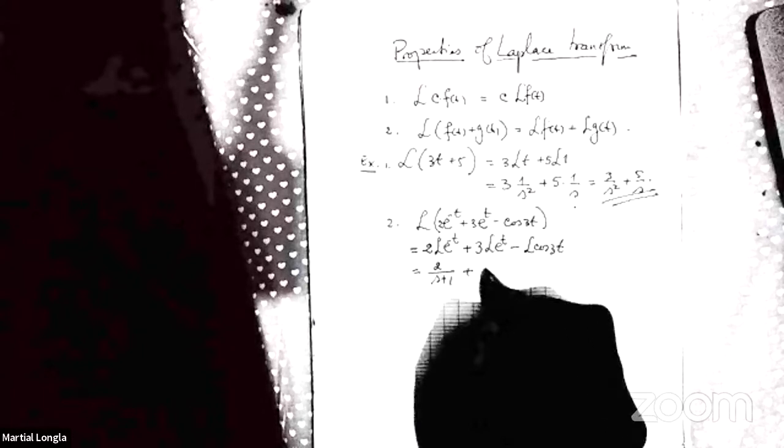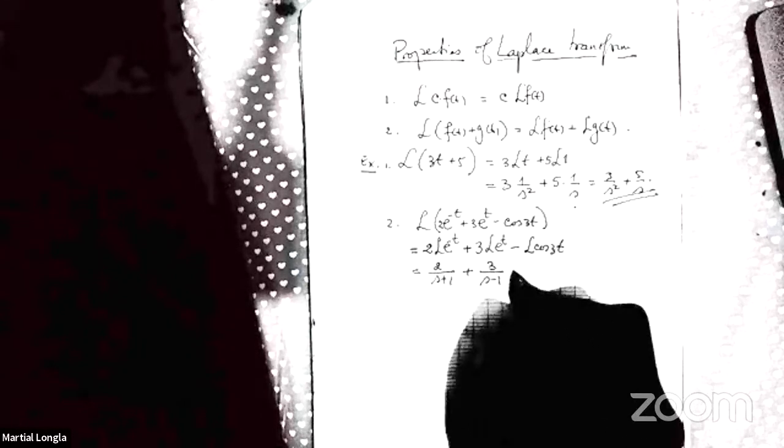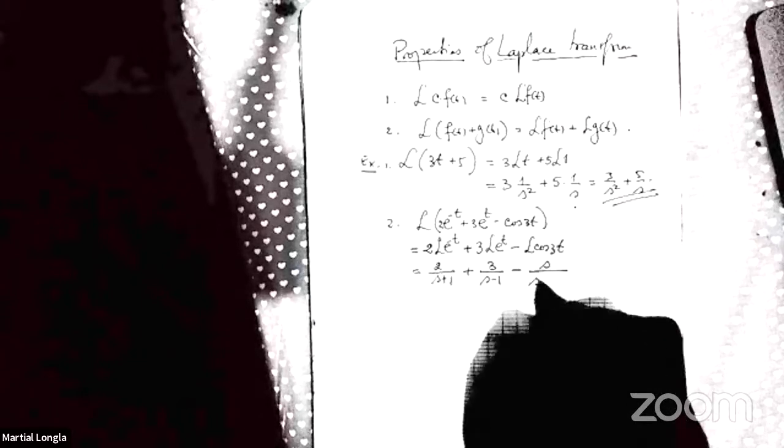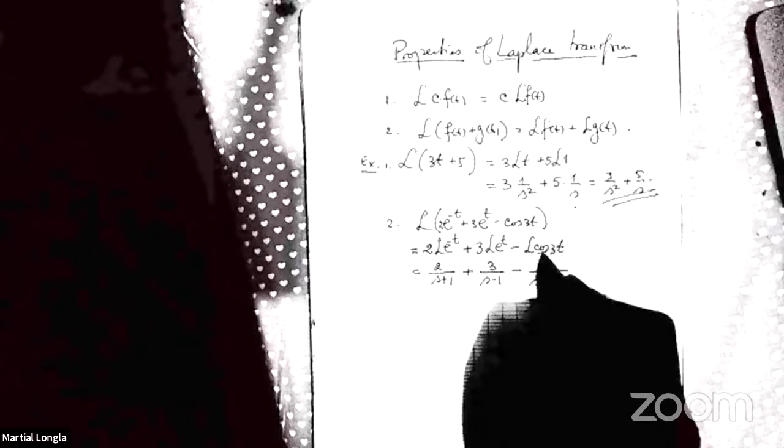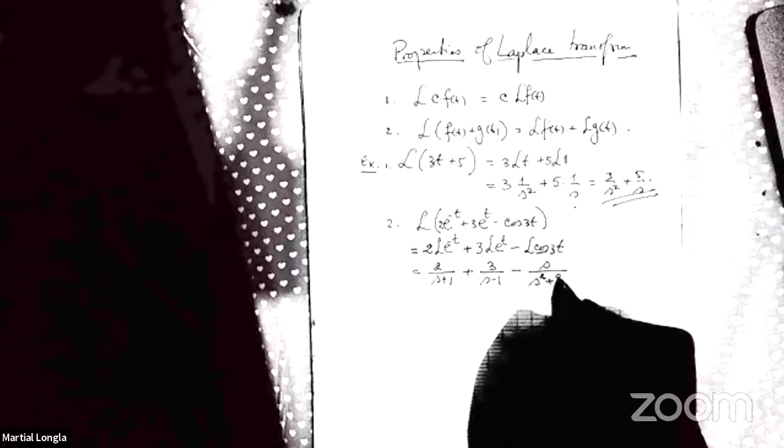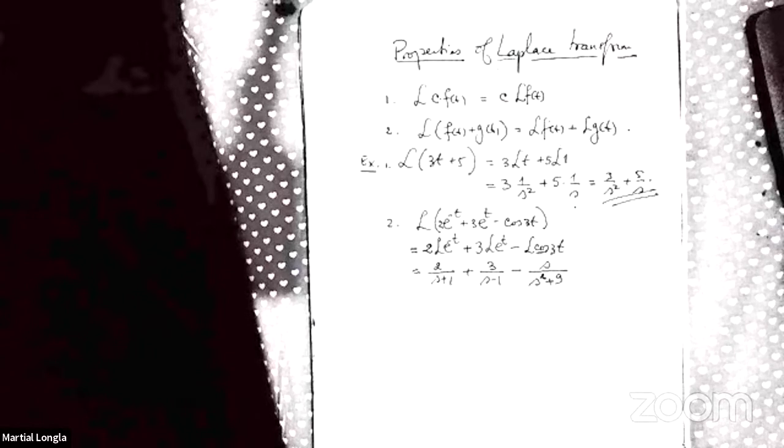Well, first I broke it down into 3 different parts. So for the Laplace transform of 2e to the negative t, I got 2 over s plus 1. And then for 3e to the t, I got 3 over s minus 1. And then for the negative cosine 3t, I got negative s over s squared minus 9. That's cosine, not cosine hyperbolic, so plus, I meant plus. My bad. Okay. So that's it.